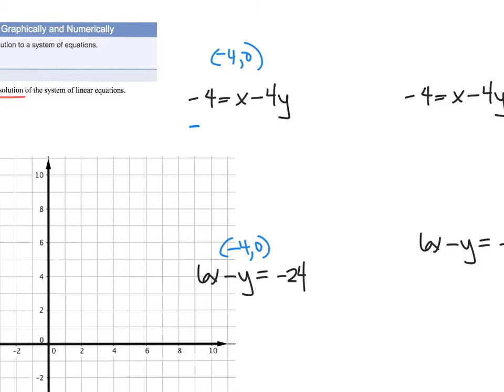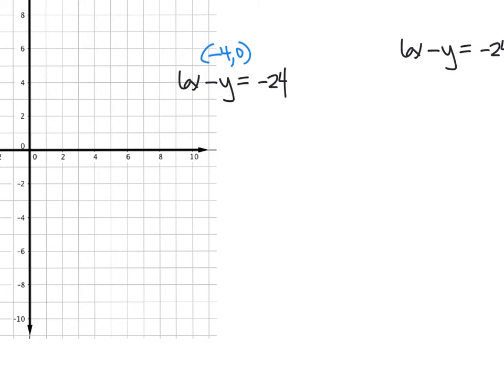So that's going to be negative 4 equals negative 4 minus 4 times 0. This equals 0, so you end up with negative 4 minus 0 equals negative 4. Hey, look at that. That's a true statement. Negative 4 equals negative 4. So that is a smiley face. That definitely works. So now we need to check it down here.